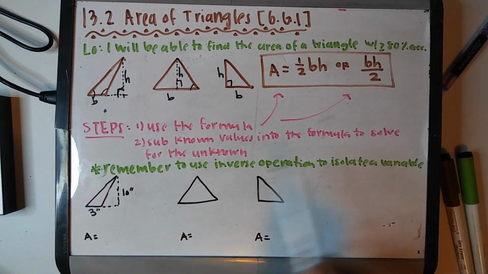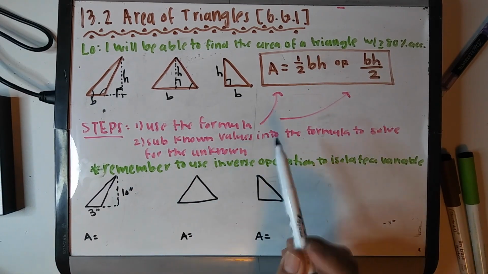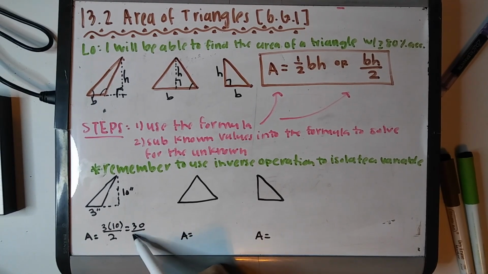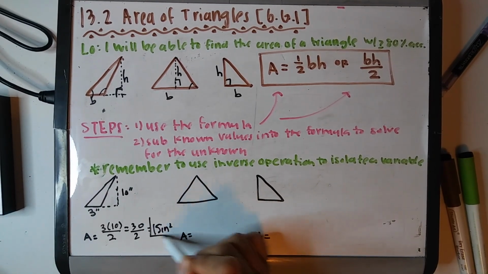So again, I can do both ways. I'm gonna use my preferred method on this one. So I have base 3 times height 10 divided by 2, so that's 30 divided by 2, which is 15. So I have 15 square inches because I'm using inches here, and that's my area.